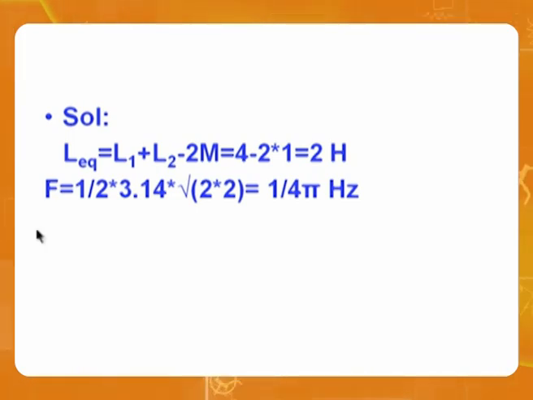So what is the answer then? F is equal to 1 by 2 pi, pi means 3.14, root of LC. L is 2, C is 2, 4. Root of 4 means 2. So this is simply 1 by 4 pi. 1 by 4 pi means the option is B there. So this idea is only to tell you how to use the coupling concept in the resonance.